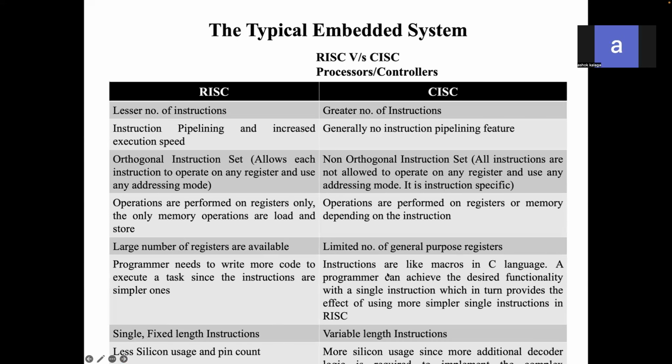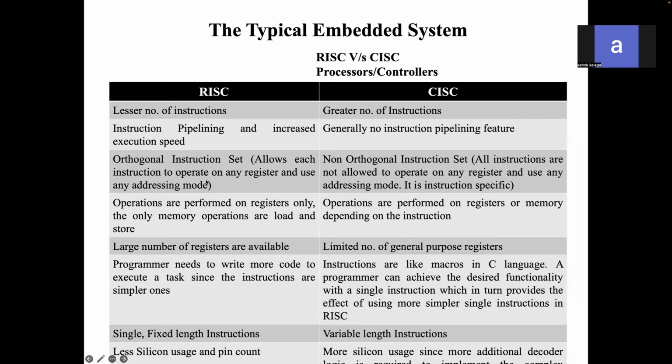Now, we will discuss the two different types of processor architectures. First one is RISC and second one is CISC. RISC stands for Reduced Instruction Set Computer and CISC stands for Complex Instruction Set Computer. Reduced instruction set, as the name indicates, means there are a lesser number of instructions supported by the processor. Here in CISC, there is a greater number of instructions. The instruction pipelining and increased execution speed are there in RISC, and generally there is no instruction pipeline in CISC.